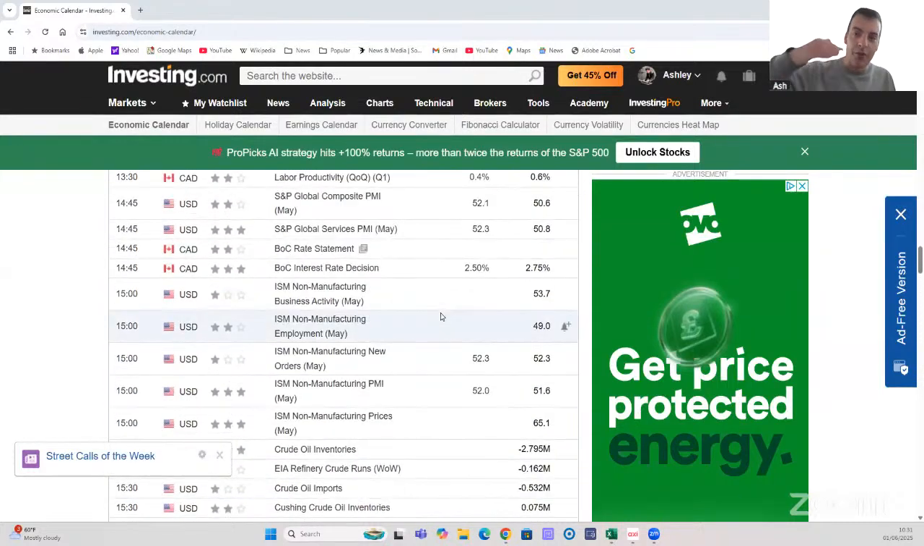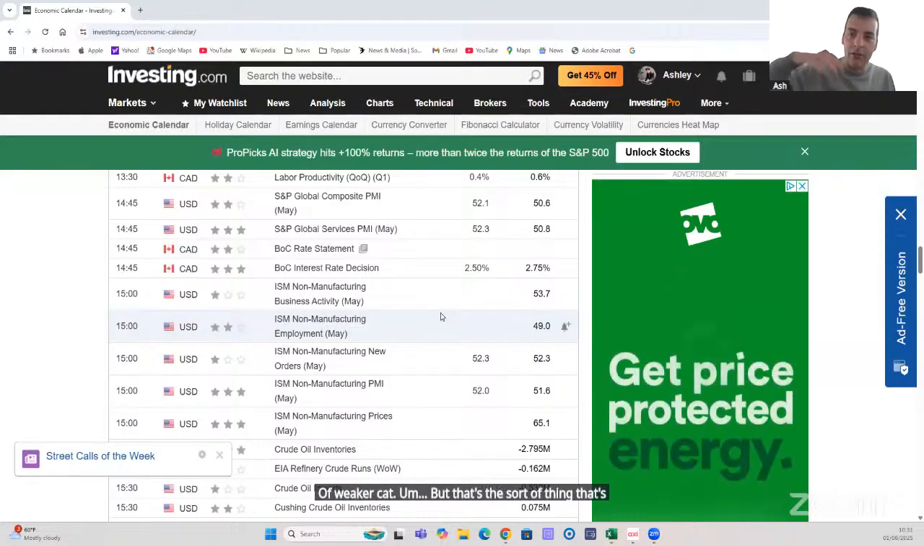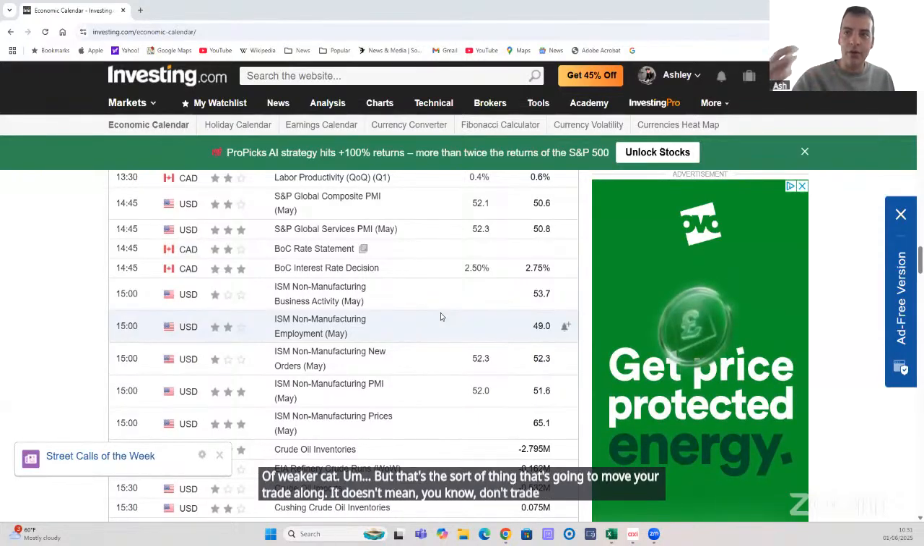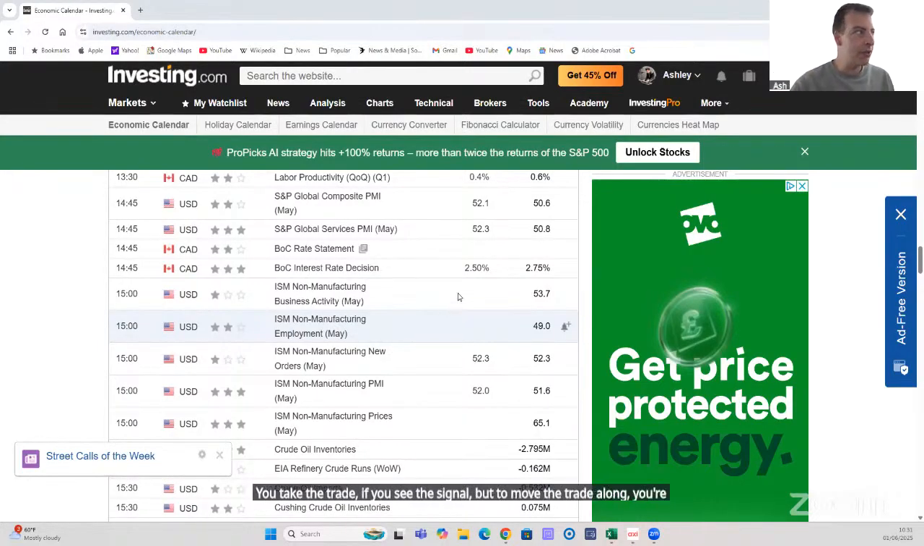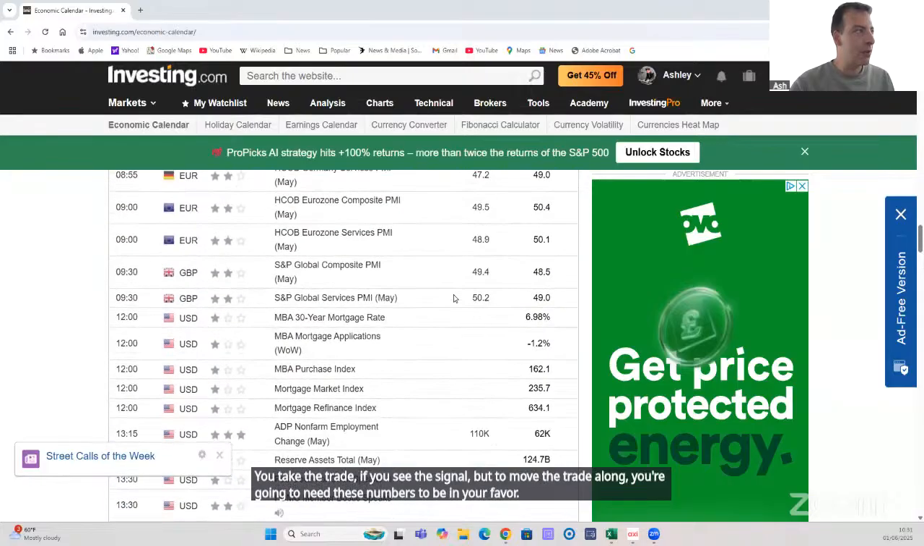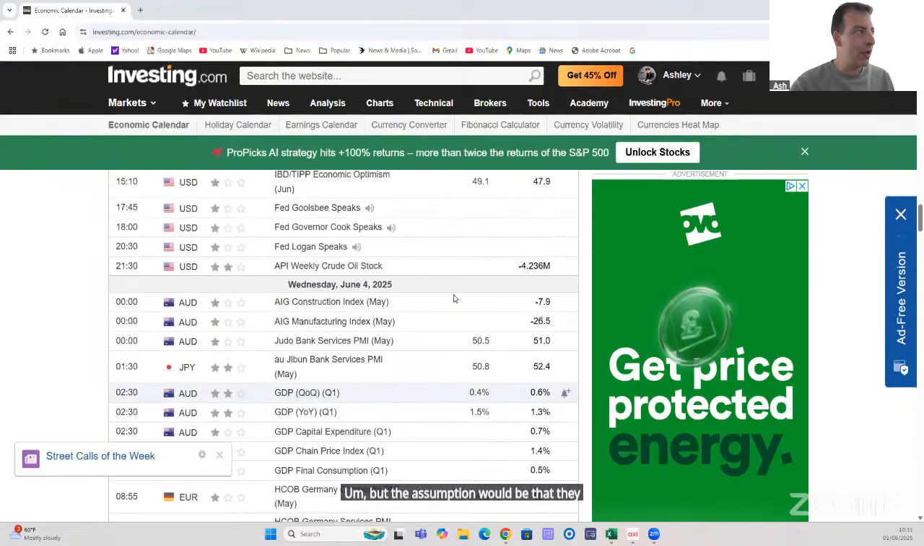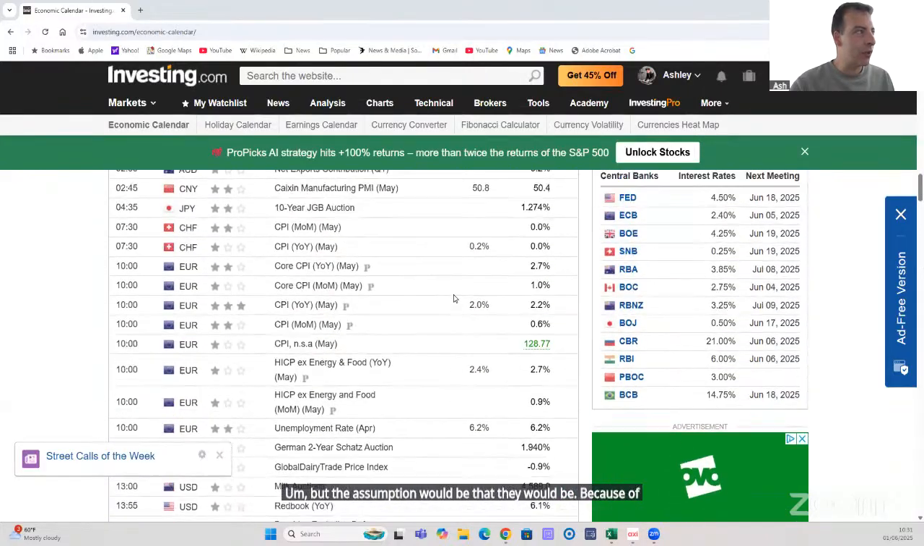But that's the sort of thing that's going to move your trade along. It doesn't mean don't trade before big numbers or anything like that. You take the trade if you see the signal, but to move the trade along, you're going to need these numbers to be in your favor. But the assumption would be that they would be because of what the picture is.